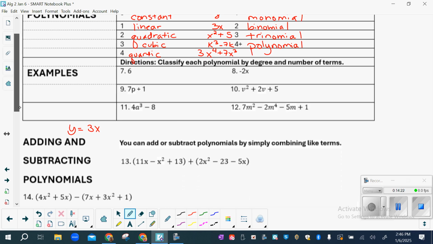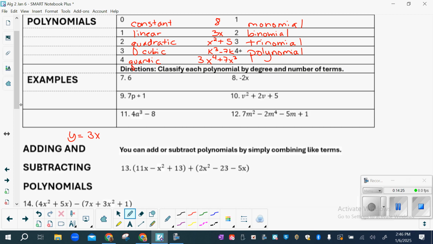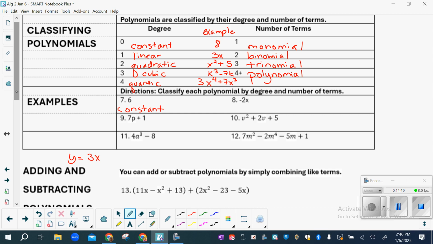Okay, an example of 6. So 6 would be what according to a degree and the number of terms? According to the degree, what would that be? You want to give the name. Constant, that's right. And then we have one term, so it is a constant. What's the name when there's one term?